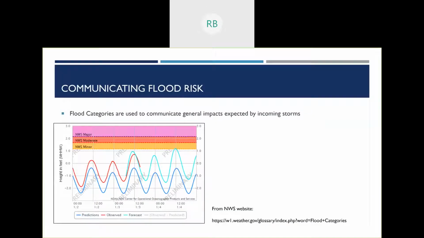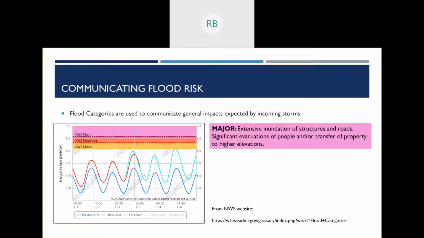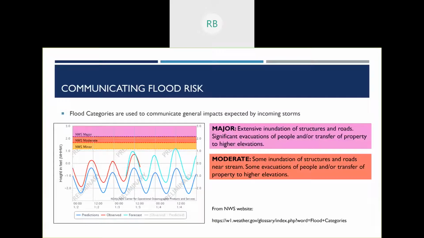When you want to communicate flood risk, you want to communicate how an incoming flood is going to actually impact the community. There are different ways to do this. You guys are in the weather service, you know this better than me, but there are minor, moderate, and major flood categories. And so we tried to use these for the communities. We looked at major. This is just a really easy summary: extensive inundation of structures and roads, significant evacuations of people. Moderate would be some inundation of structures and roads and maybe some evacuations. And minor is generally no real damage or evacuations, but it does cause issues for the community.